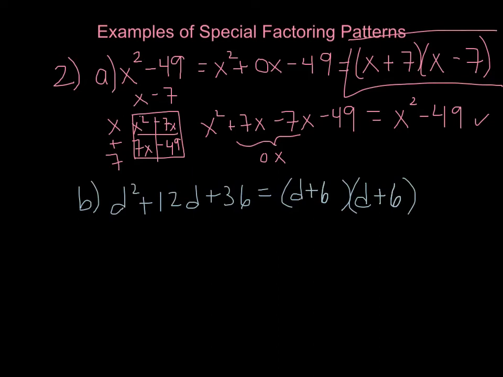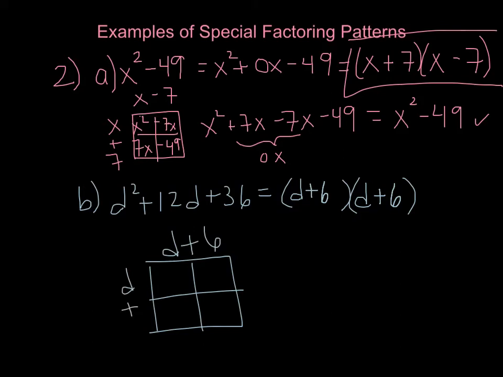Let's check to ensure we have the correct factorization by multiplying it out. So we'll take d plus 6 times d plus 6. D times d gives us d squared. D times 6 is 6d. D times 6 is 6d. 6 times 6 is 36.